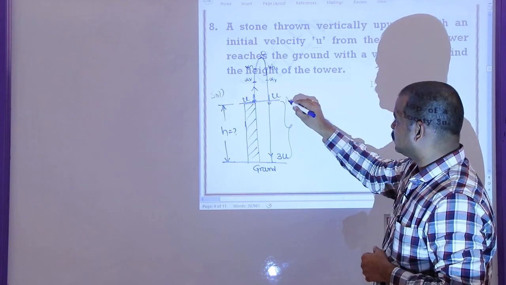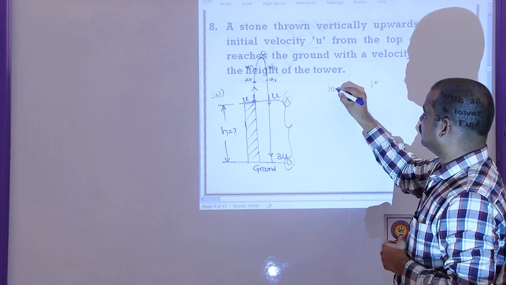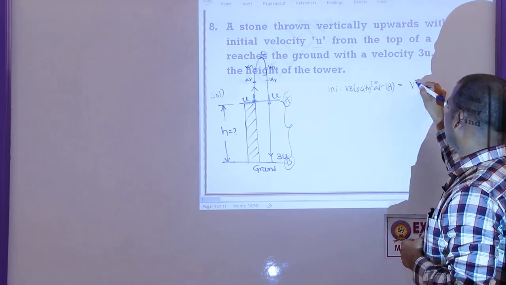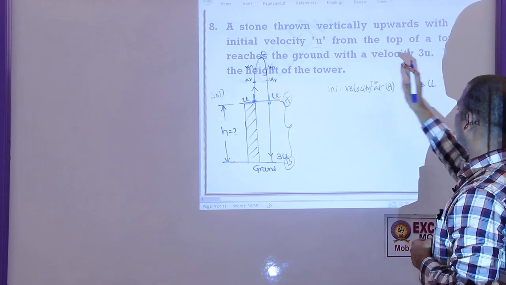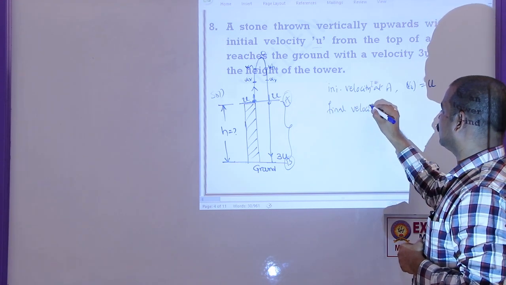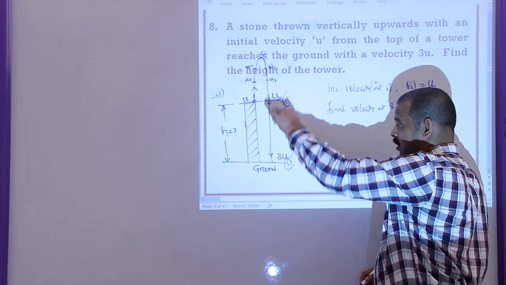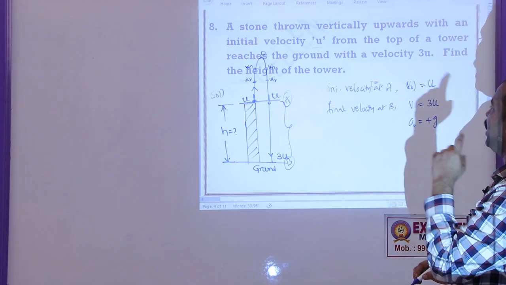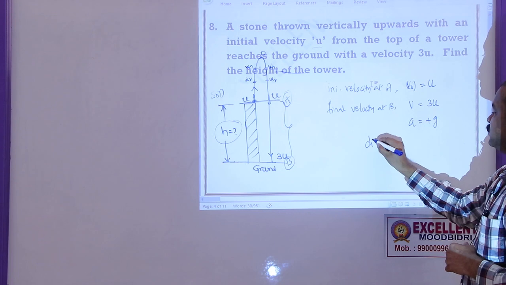Now, let me take only these 2 points A and B. So, now if you write this one, the initial velocity at A is given by u. Now, the final velocity at B, that is v is equal to 3u. Now, here from A to B the body is coming down. So, the acceleration is plus g, and they are asking to find out the height of the tower, that is h. So, that is nothing but the displacement between A and B.